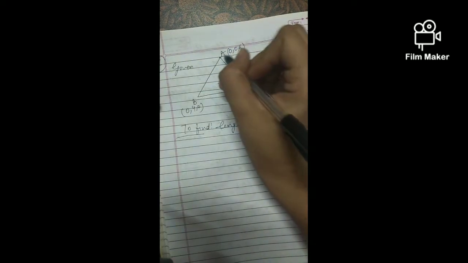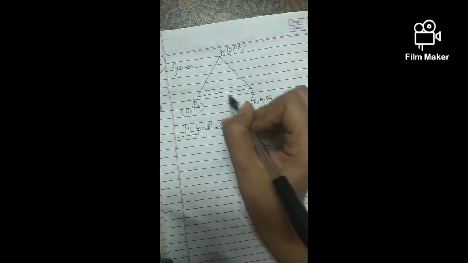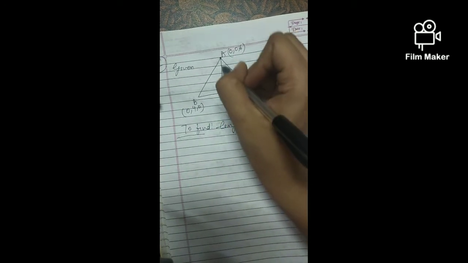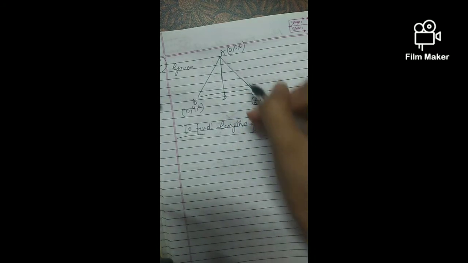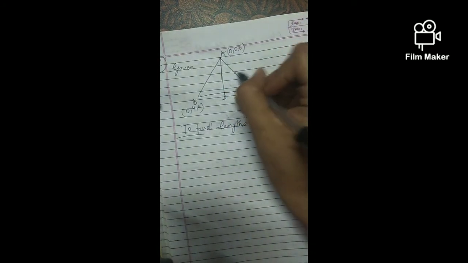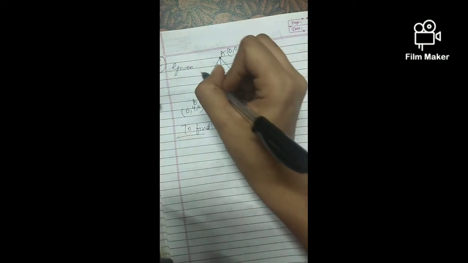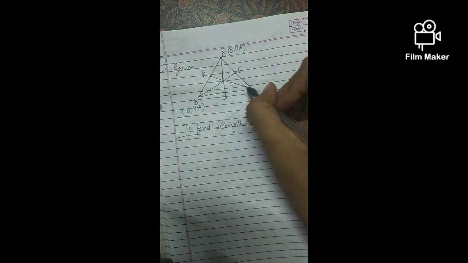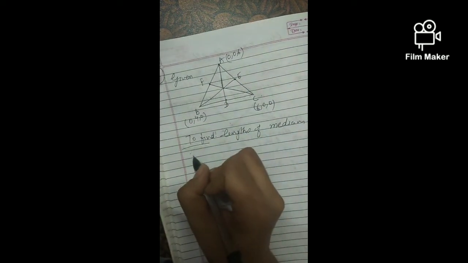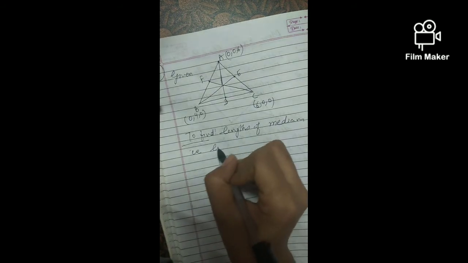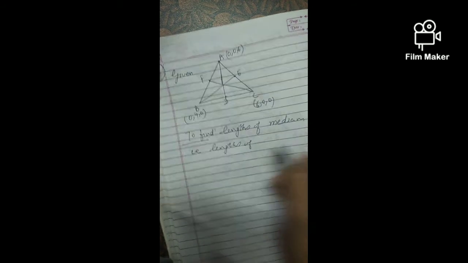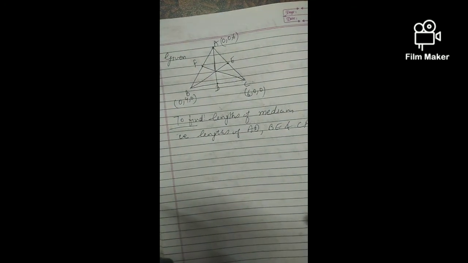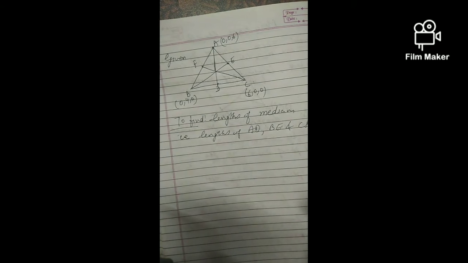If I join the vertex to the midpoint of the opposite side, so if the midpoint of BC I take as D, then AD is the median. Similarly, we will take the midpoint of AC, let it be E, and the midpoint of AB, let it be F. So BE is the second median and CF will be the third median, right? So we have to find the lengths of AD, BE and CF. Now length means the distance.